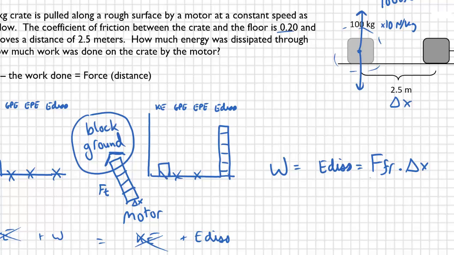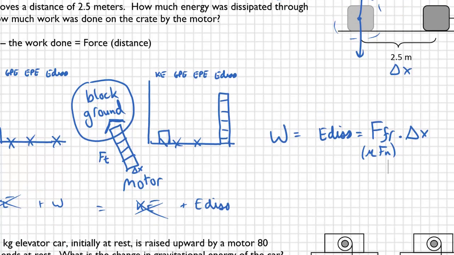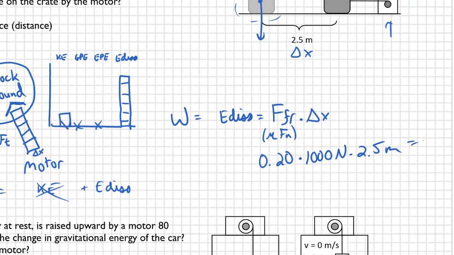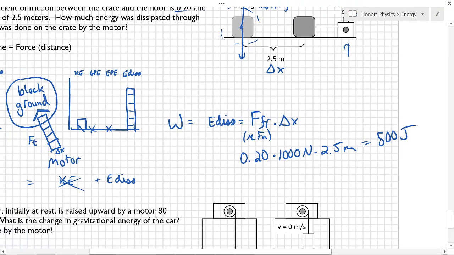So I'm going to break down my force of friction into the coefficient of friction times the normal force. And so when I go to all this, we're going to rearrange this and plug in 0.20 as my coefficient of friction times 1,000 newtons, all times my 2.5 meters. And when I plug all those things in, we're going to get an answer of 500 joules, 500 newtons times meters.